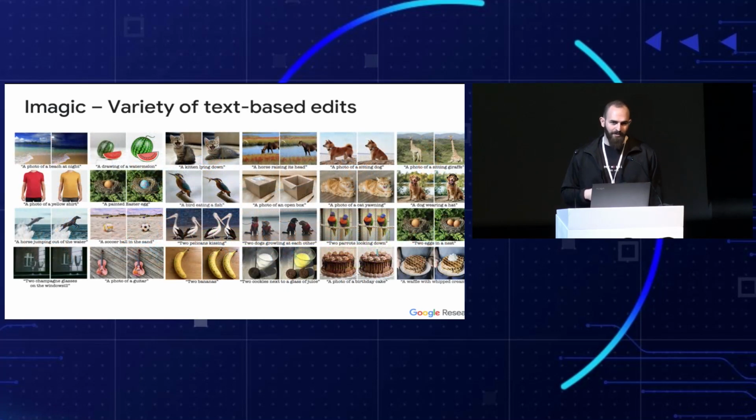We also experimented with applying Imagic on a variety of text-based edits, so I will highlight a few. So on the top, we can see turning a day photo of a beach to the photo of a beach taken at night, a drawing of a watermelon, so that's style edits. We can also edit the color of the shirt. We can duplicate objects, such as in the example of the banana. We can also, as we saw before, change the pose of objects. We can edit multiple objects in an image. In short, it can do anything you can describe with text, which is pretty cool.